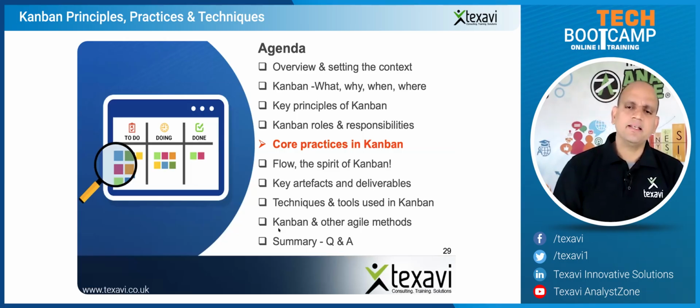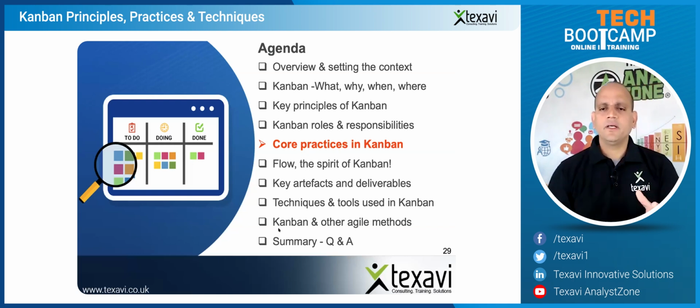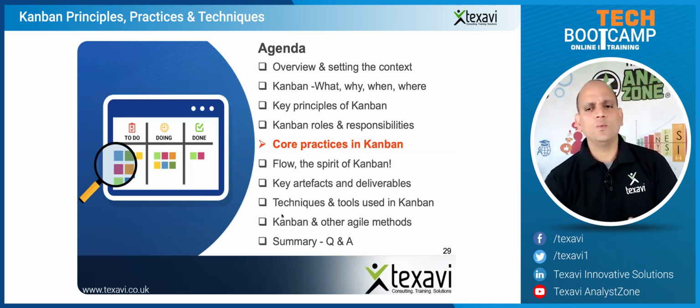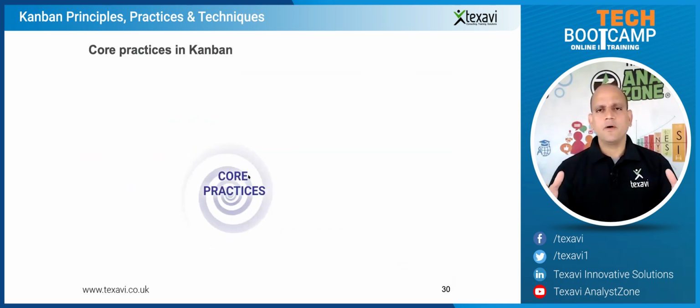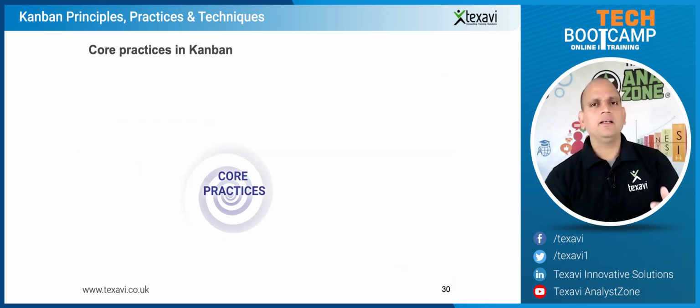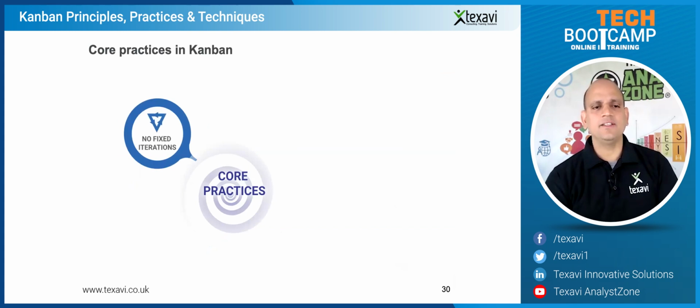Let's look at the core practices in Kanban. So there are different practices, different ways of getting work done in Kanban. But essentially, as you would have noticed, it's all revolving around the flow, around the workflow, how the work gets structured, and how you can visualize that, plan it, and control it better. So that's the essence of it.